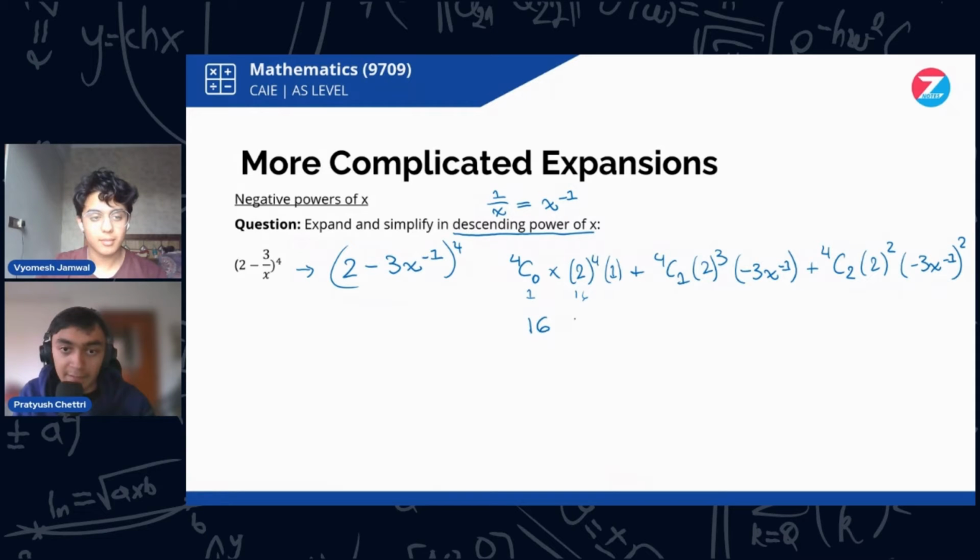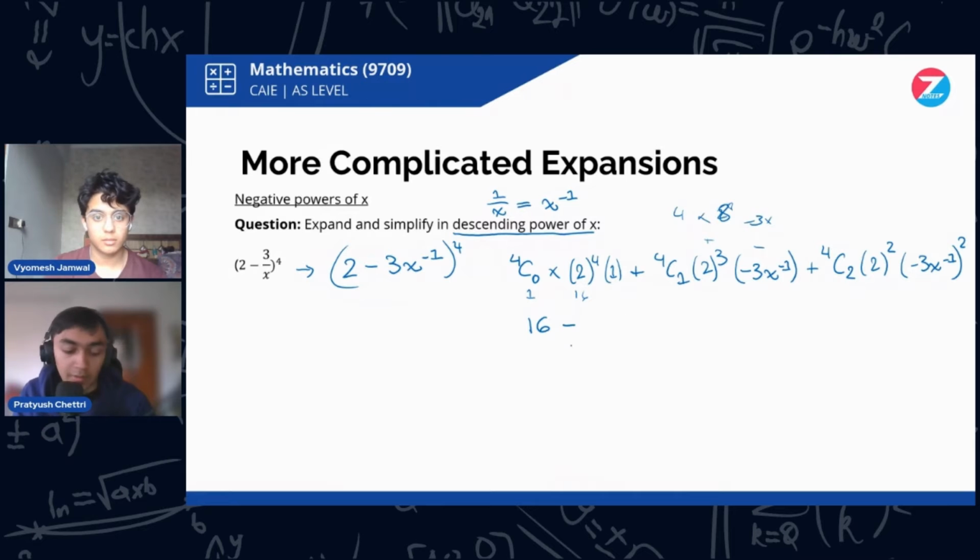Right, so this is 16 plus, actually minus, because as you can see, that's a minus sign there. This is plus. So minus 3 times 2 to the power 8 times 4C1, which is 4.